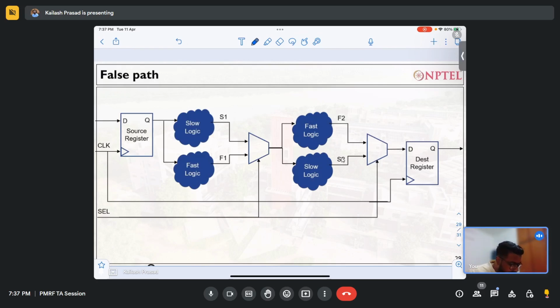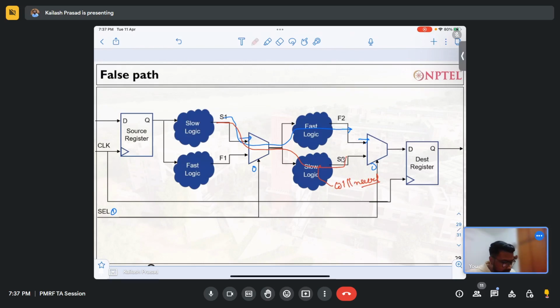So suppose if this is provided as 0, then this will also be 0 because the cell is 0. In that case, this input will be selected and this input will be selected. So the path will become from here to here. This particular path, from here to here, will never arise. If you see that, it will never arise.